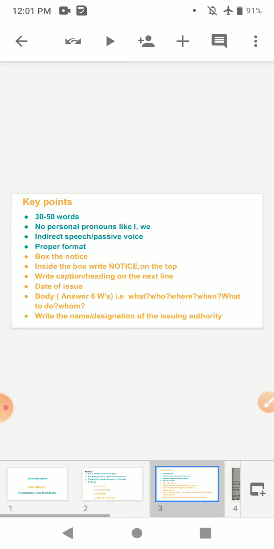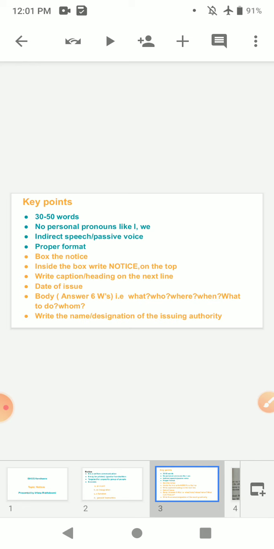Coming to the key points which you need to keep in mind while writing any notice. The ideal length is 50 words. It should be between 30 to 50 words, not more than that. You are supposed to write only relevant things. No irrelevant or extra information should be written there. Avoid personal pronouns like I and we, and try to use indirect speech and passive voice, and the proper format should be there.